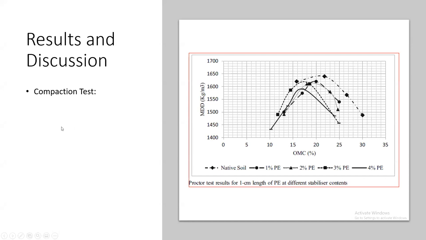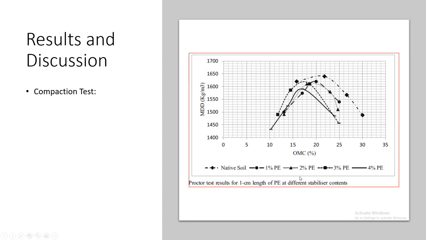Based on the results and discussion, from the compaction test, we can see that this is the native soil, and these are the soils that have additives, which are the waste material added to stabilize. So this is not representative of the impact as much as it is representative to find out exactly what the optimum moisture content and the maximum dry density are for each case.